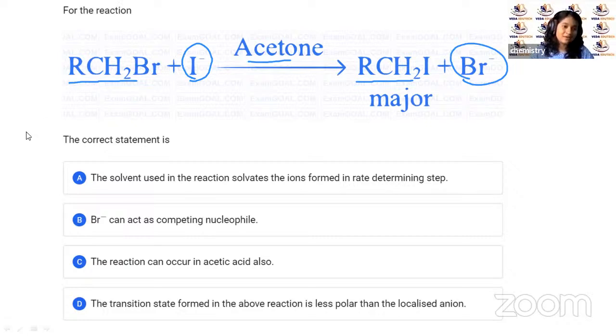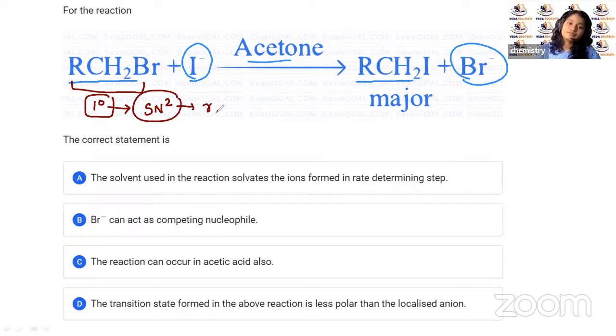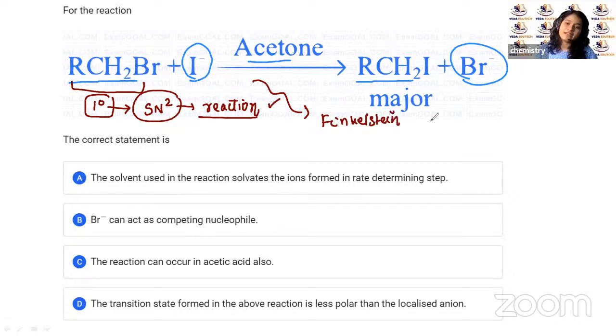So let us look at all the statements. The first statement: the solvent used in the reaction solvates the ions formed in the rate determining step. Okay, before that, let us look at the reaction again. If you look at this one, this is 1 degree, children, so this is going to follow your SN2 reaction. Now, can you identify, children, this is your Finkelstein reaction? Yes, this is your Finkelstein reaction.